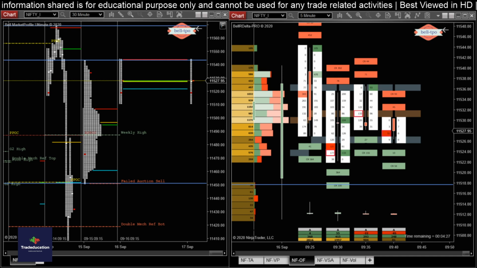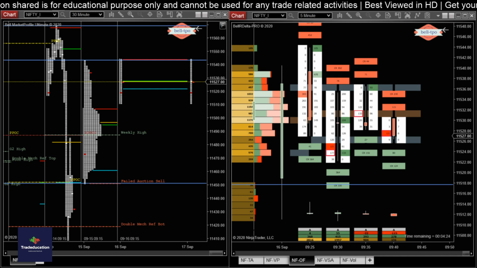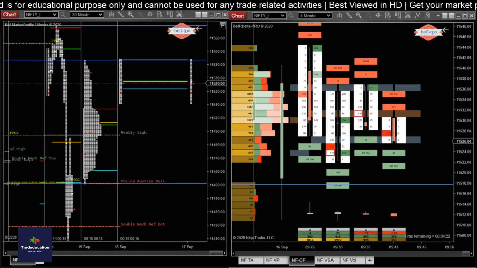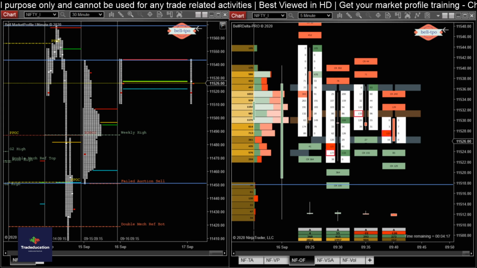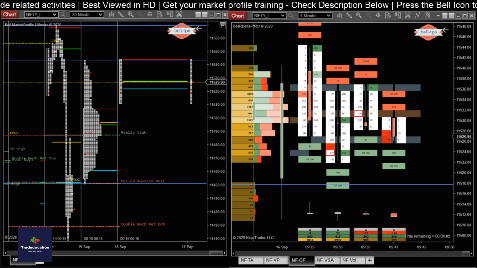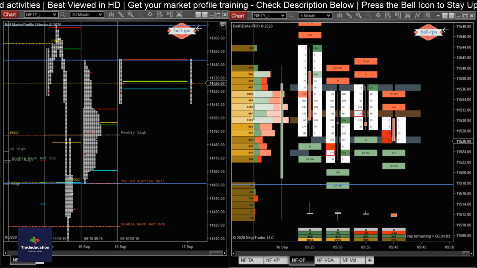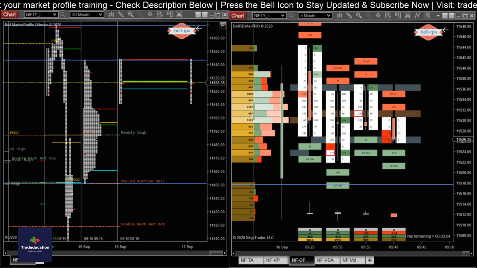So Nitish, my TPO size is 20 because this is Nifty. In Bank Nifty, you have to use higher TPO size. So sellers are stepping in now. Cumulative delta is still flat, is still positive, but it's turning flat.